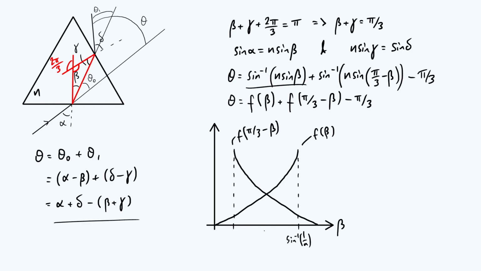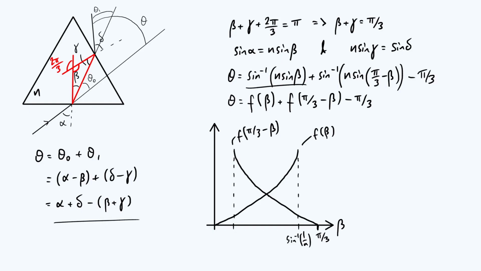And this point up here is going to be pi over 3, because that was the amount that we shifted it to the right by. And this point over here, I guess, would be pi over 3 minus inverse sine of 1 over n. But anyway, that's not particularly important for this. Now that we've drawn both of these individual functions, f of beta and f of pi over 3 minus beta, it's fairly straightforward to see how theta depends on beta.